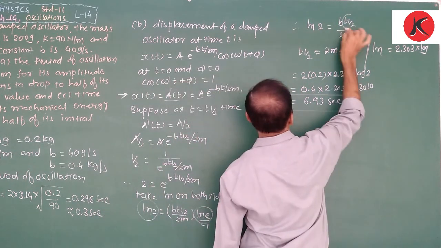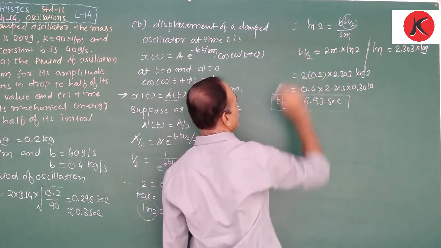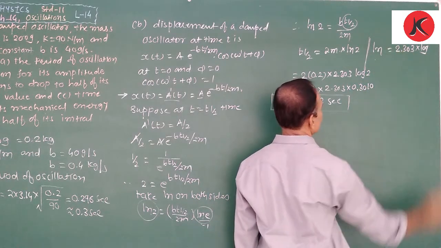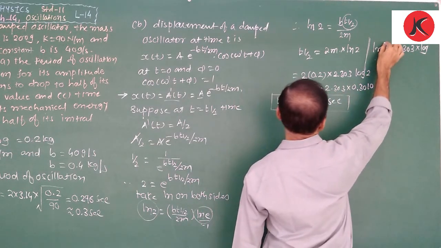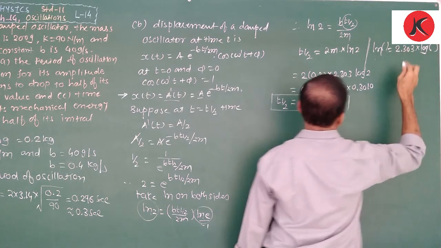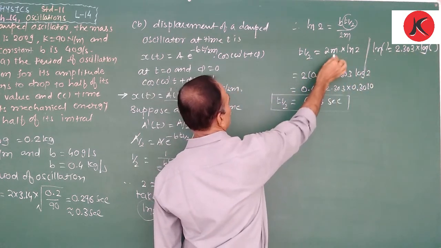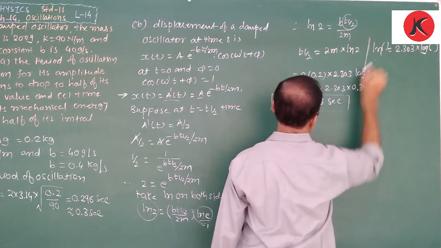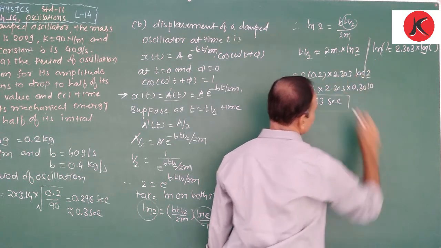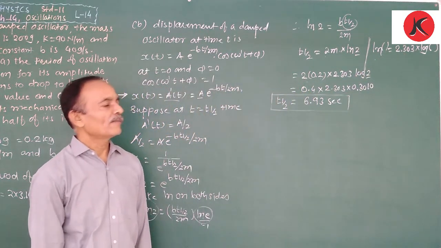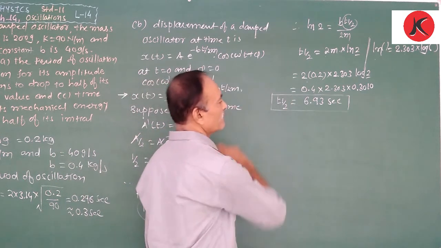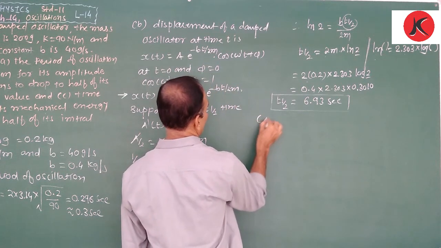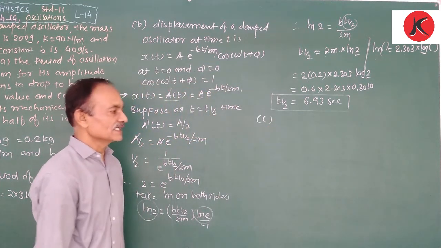We require this value, therefore tau half is equal to 2m into ln 2 upon b. How do we convert ln 2 into log? ln is equal to 2.303 into log, whatever the value of the function here. Now m is 0.2. ln 2, that means 2.303 and log 2. Log 2 from the table is 0.3010. So as we simplify, we obtain 6.93.